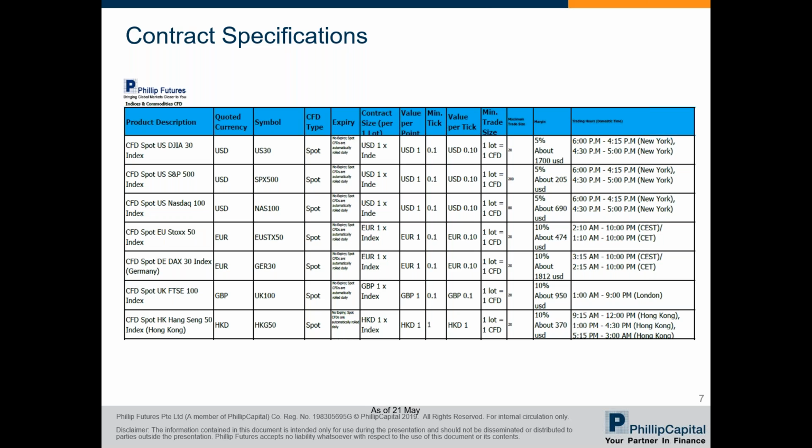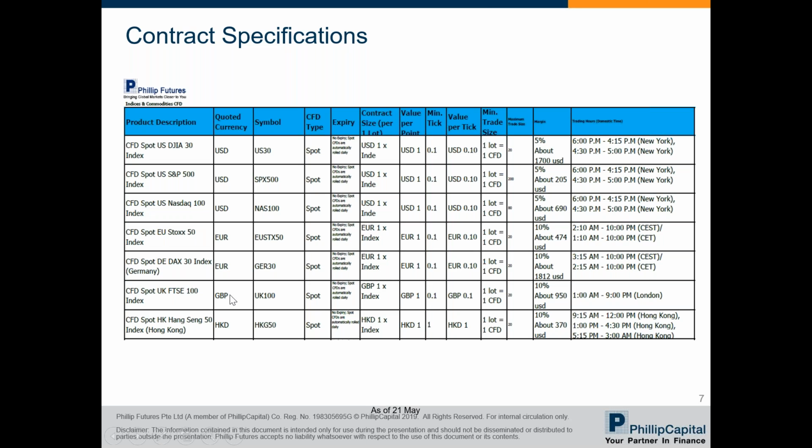The margins for the European indices are higher at 10% of contract value. So for Euro Stoxx, it is about 474 US dollars, and for German DAX it is 1,812 US dollars per contract. The trading hours are as shown. It is about 8:10 Singapore time to 4 o'clock the next morning. There's a 4 hour break before the reopen. Trading hours are only from Mondays to Fridays as well.